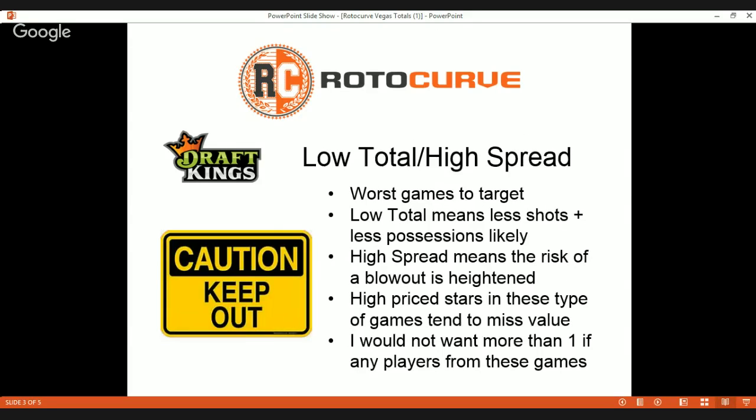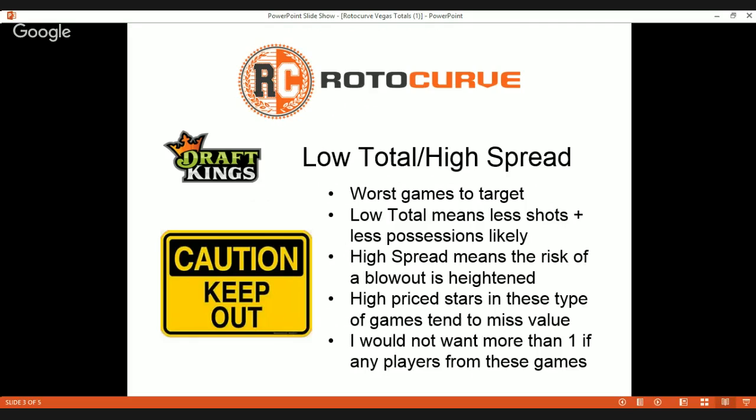The next game type we're going to look at is a game with a low total and a high spread. And as you can see on the left-hand side, there's a big caution sign there because these games are pretty much the worst games that you want to be targeting. The low total likely means it's a slower pace, likely means less shots, less possessions overall, less chances for rebounds, for assists. Basically the complete opposite of everything we just said about the last game type.